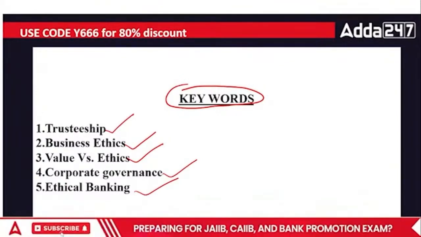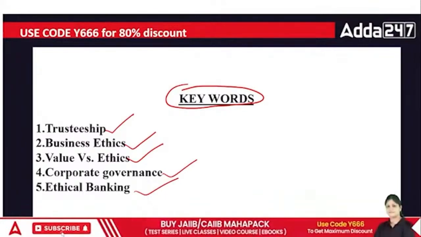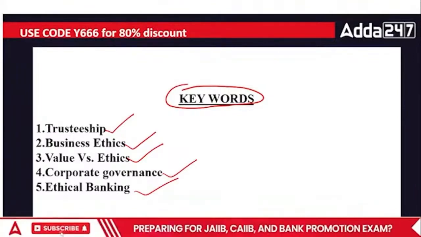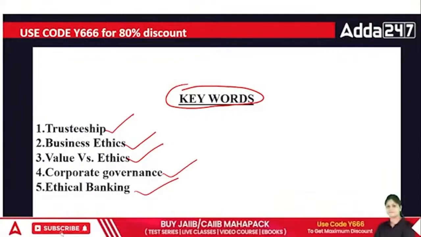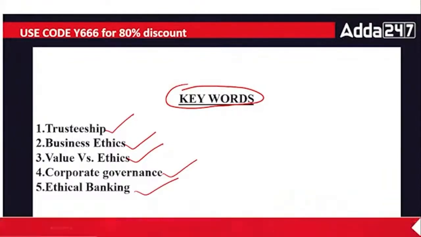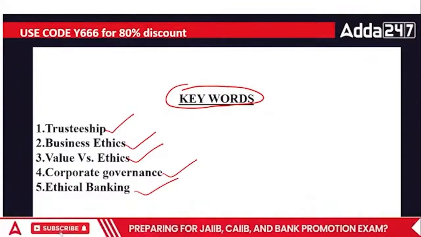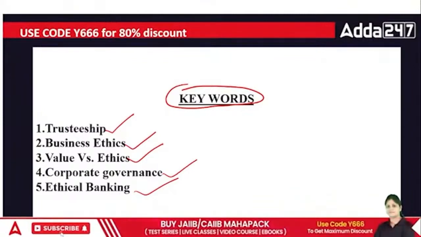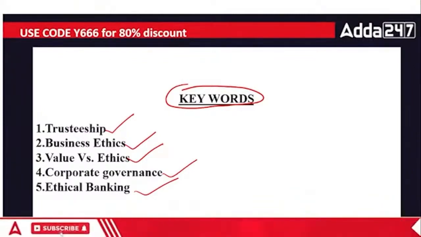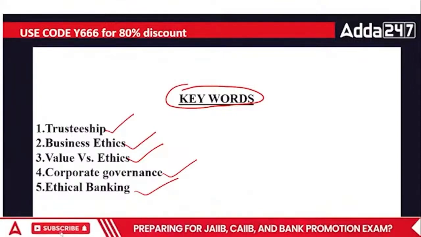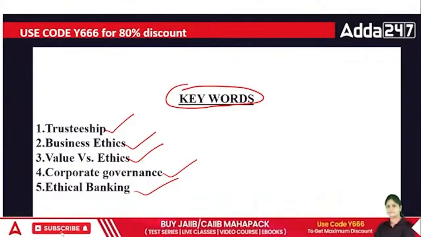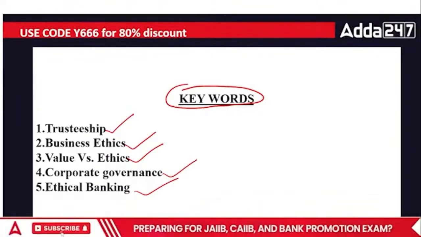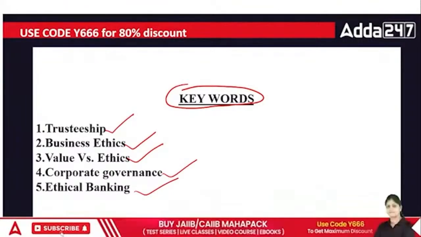Then the next important word is business ethics. Ethics tells you what is right and what is wrong. So business ethics tells you what the right things and the wrong things are, especially in business. It tells you what is the right practice and what is the wrong practice in business. That is business ethics.